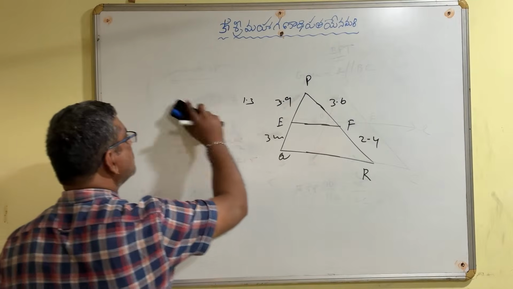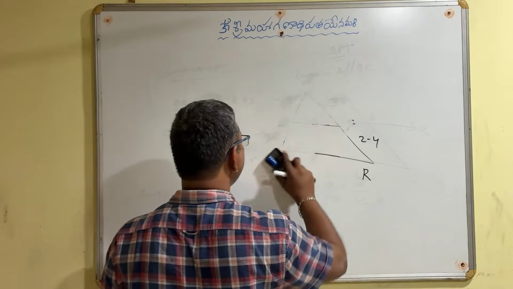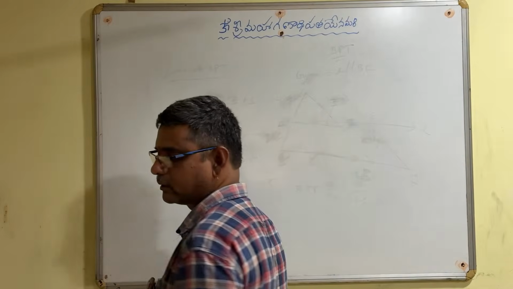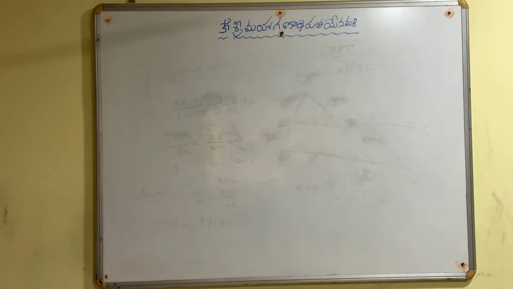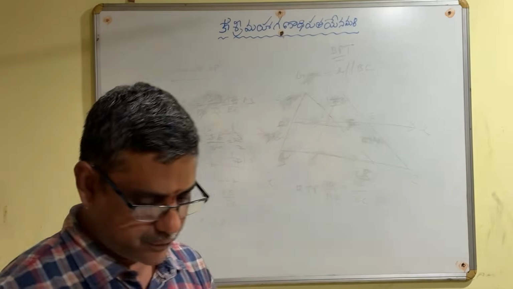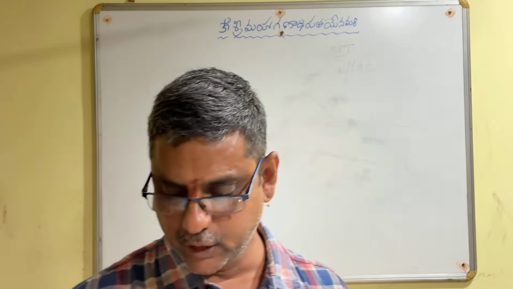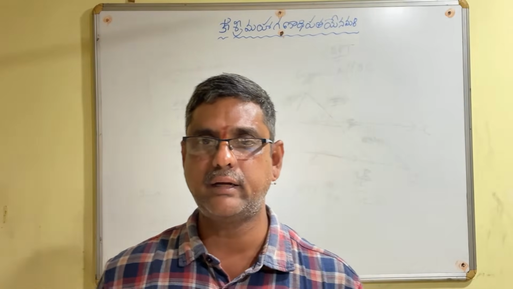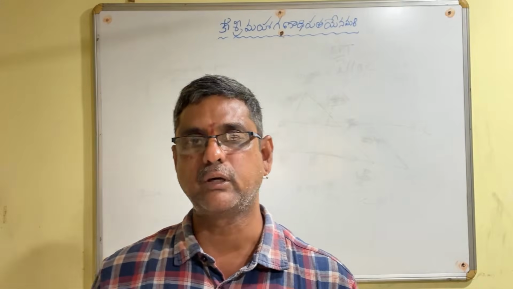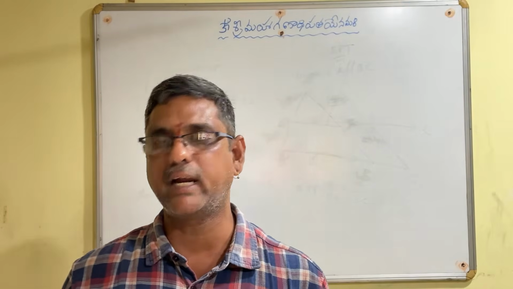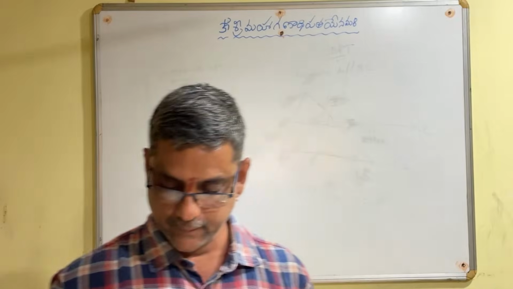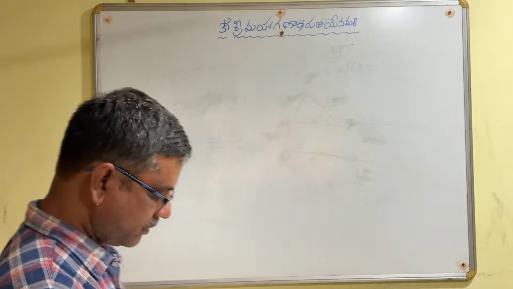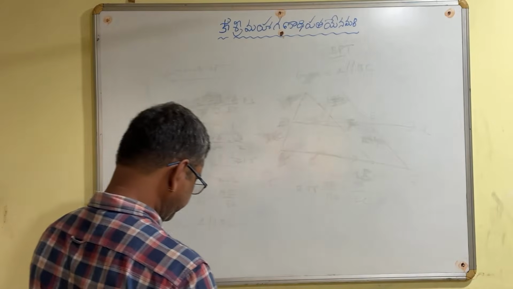In the second Roman, you observe there are two more problems where you need to see whether EF is parallel to QR or not. You have to observe the remaining two problems in the second Roman in the 6.2 exercise. Okay? Now, third problem.